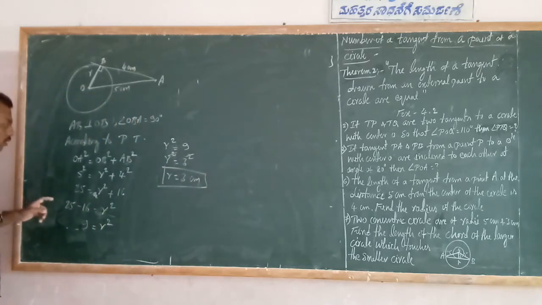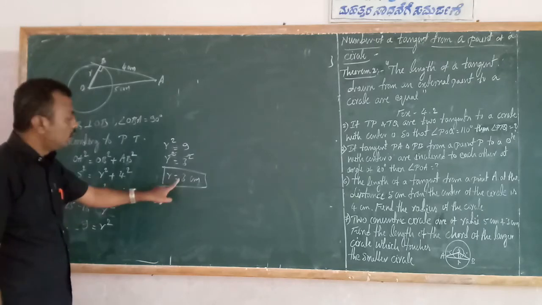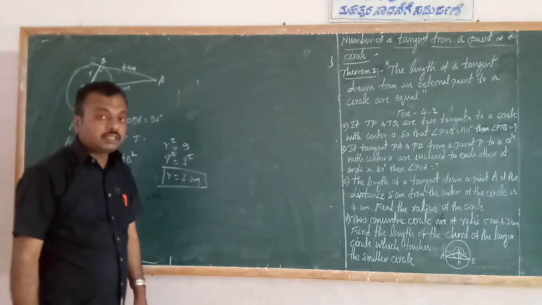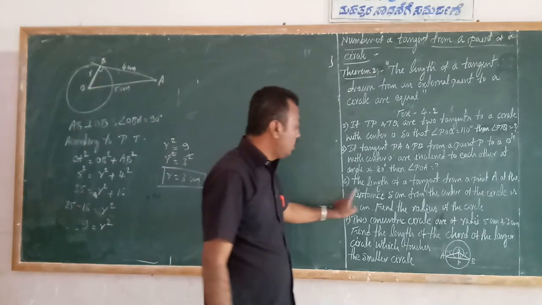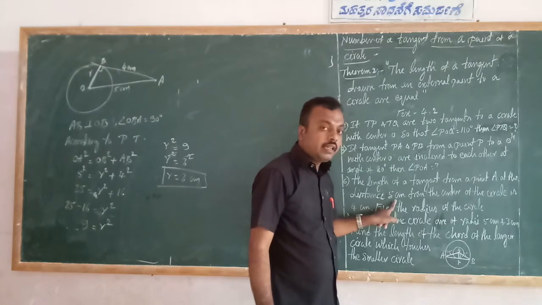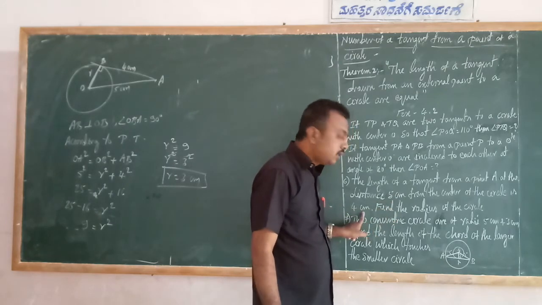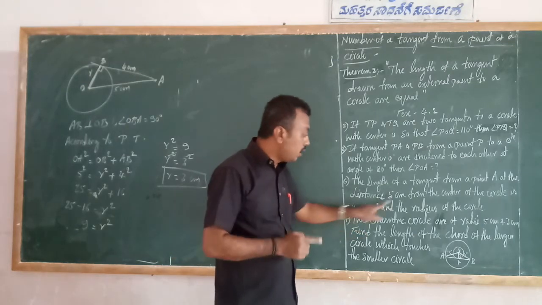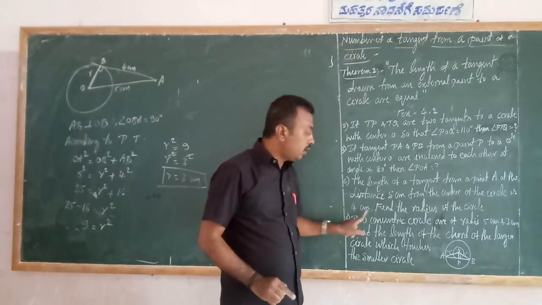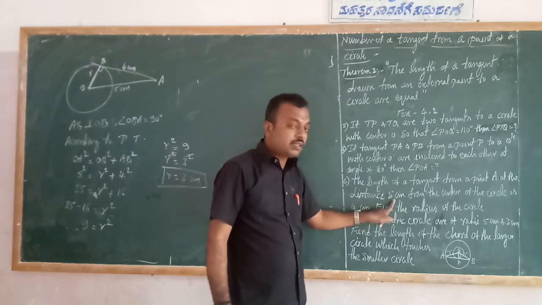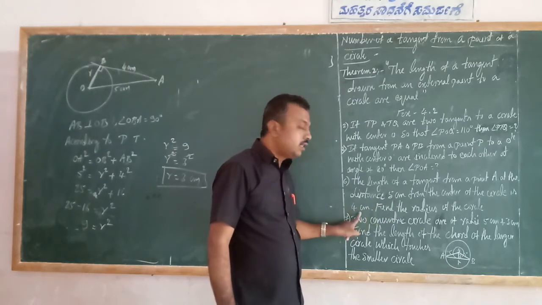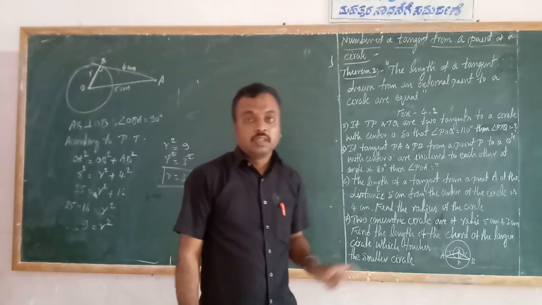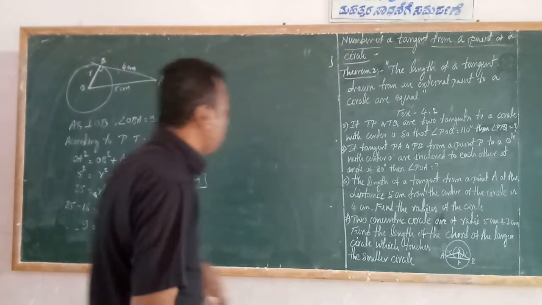So the length of the radius of the circle is how much centimeter? 3 centimeter. Some students take this as the length of the tangent. This is the distance between the external point and the center of the circle. Some students take it like this, but not like that. This is the distance between the center of the circle and the external point, and this is the length of the tangent. Be careful. We have to read the questions properly, understand them, and then solve the problems.